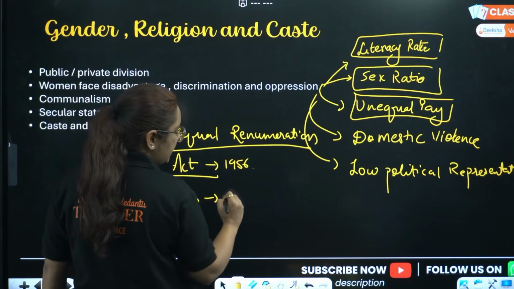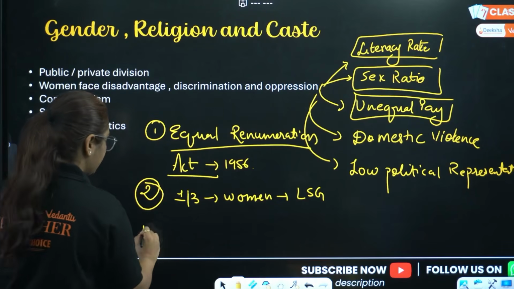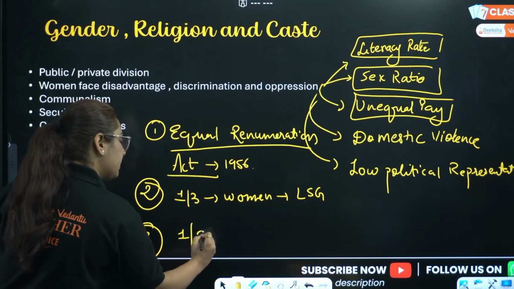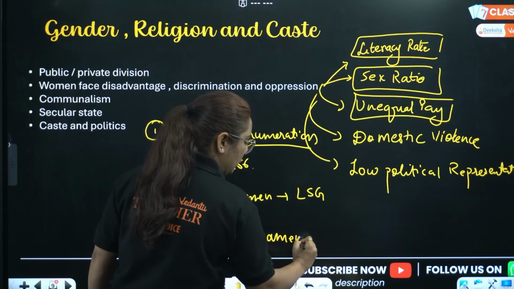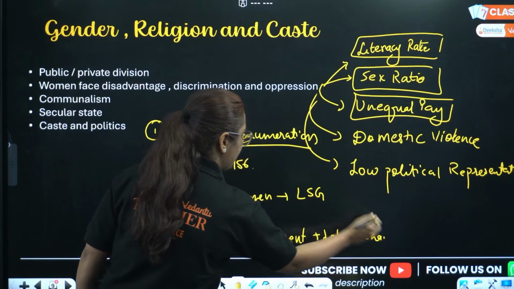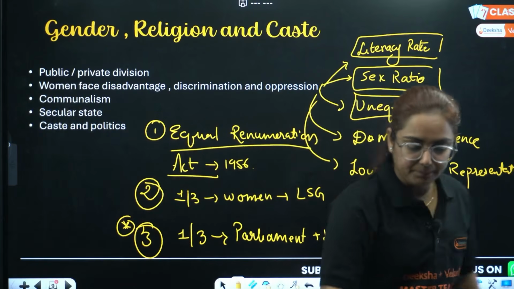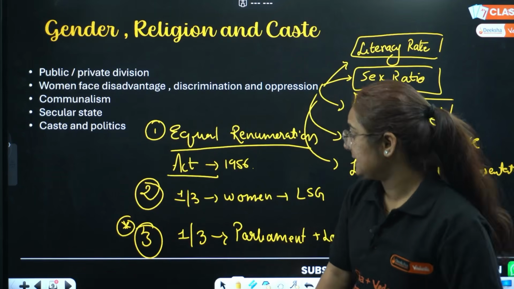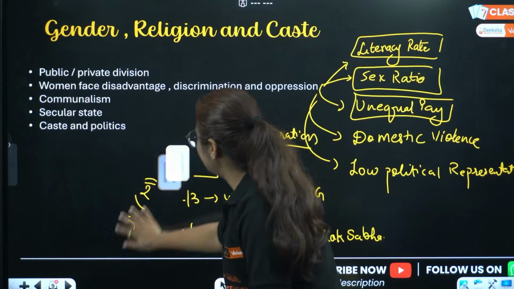Second one, 1/3 reservation is given to women in local self-governing bodies. Third one, now this is very, very important: 1/3 reservation to women in Parliament as well as Lok Sabha. The bill was presented in 2011 but could not be passed for many years because it was not passed by the MPs. However, it is passed now. So the change is there in NCERT. Get it? Very good. So this is the topic about gender.